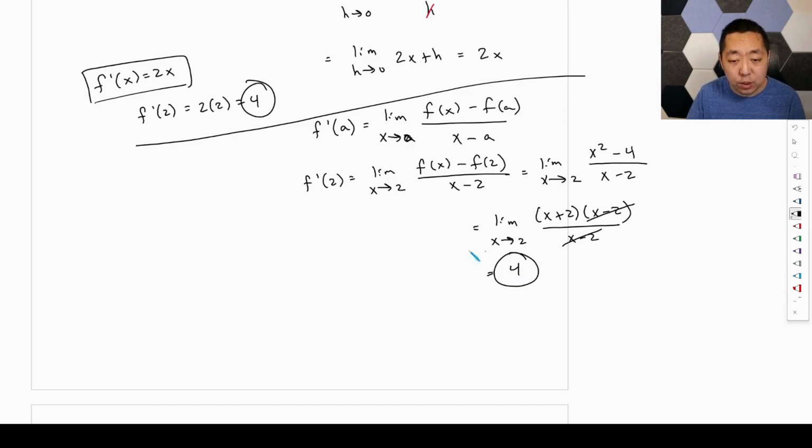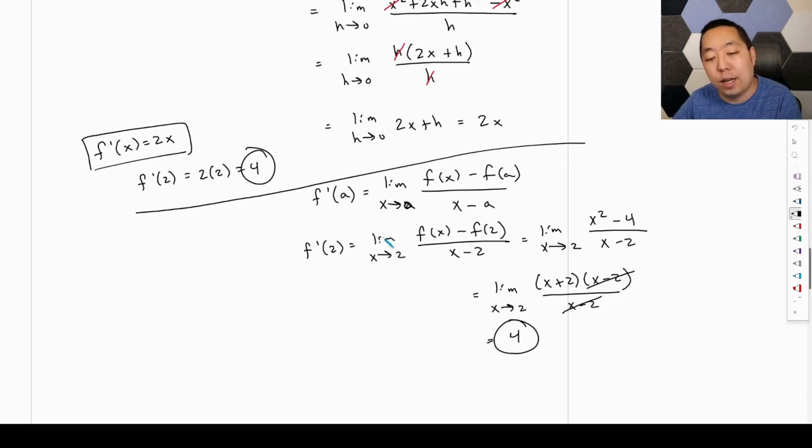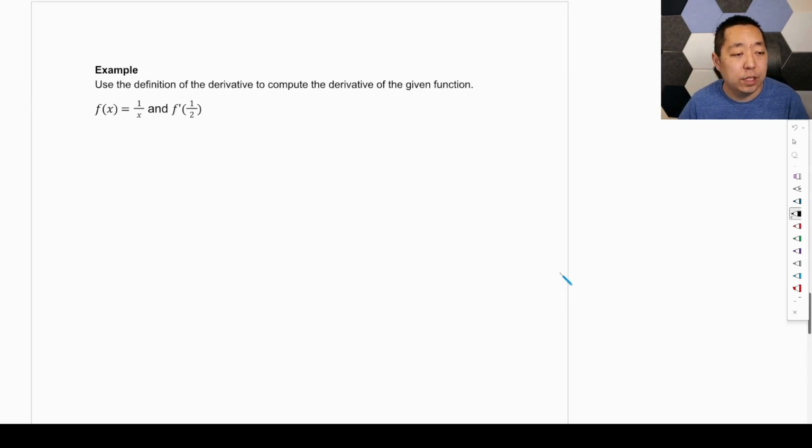Now, the downside of this one is it only gives you the derivative at a specific point. This method is more robust because you can now compute the derivative at any point. Because if I want f prime at 3, I know it's going to be 6. Whereas with this one, I would have to redo it again with a equal to 3. Okay, so this is a less useful form, but you still are expected to know it for the AP Calculus material. Okay, let's do another example with a different variation.